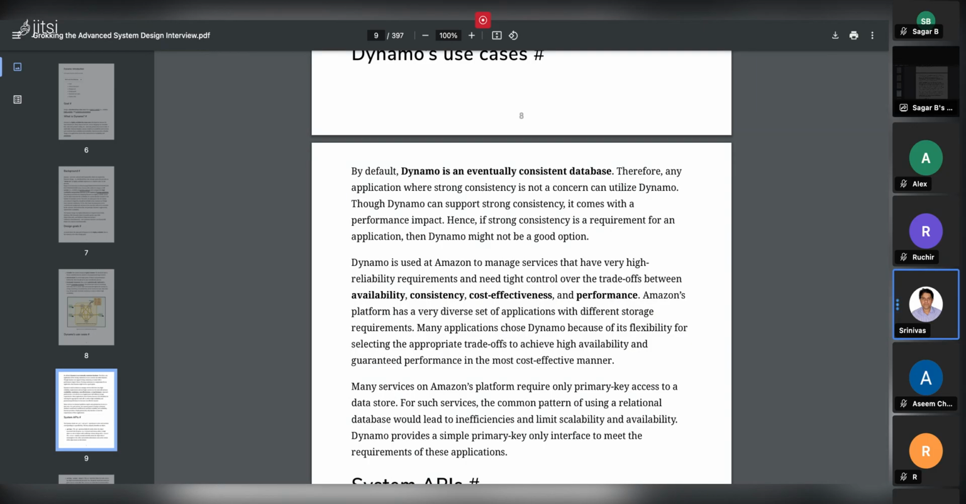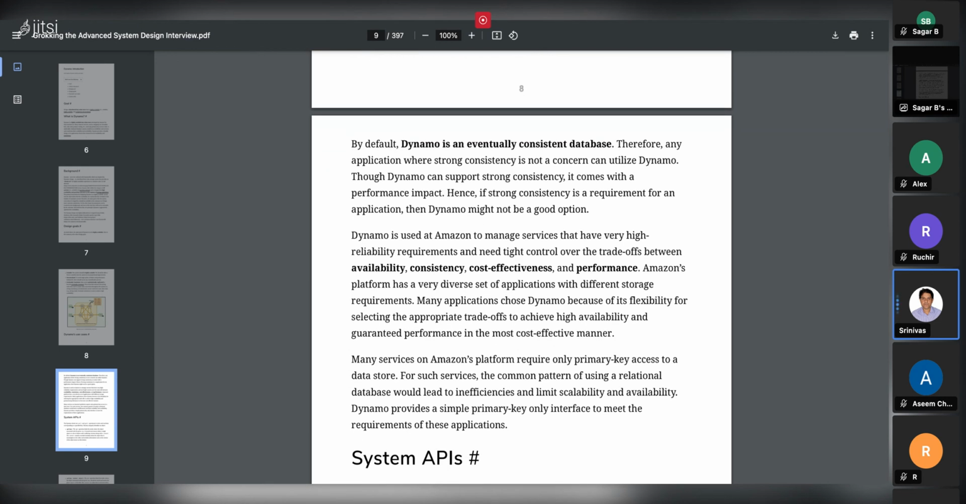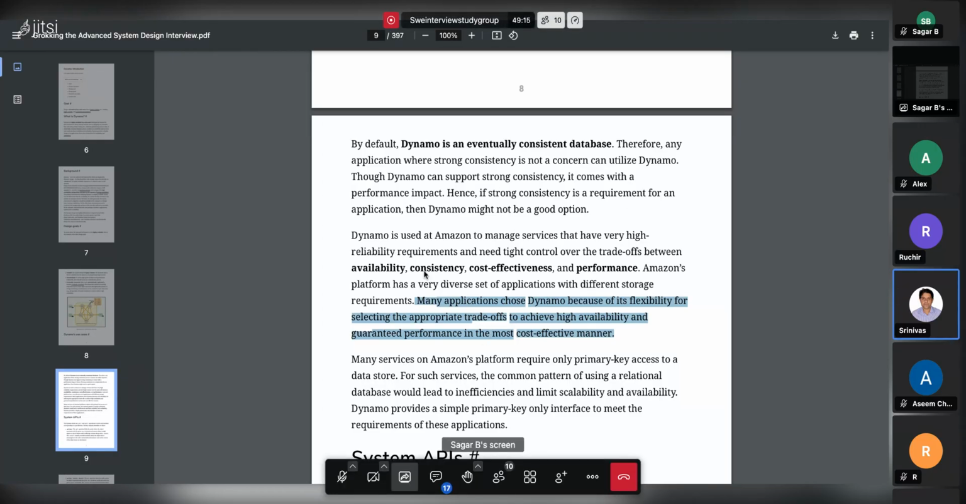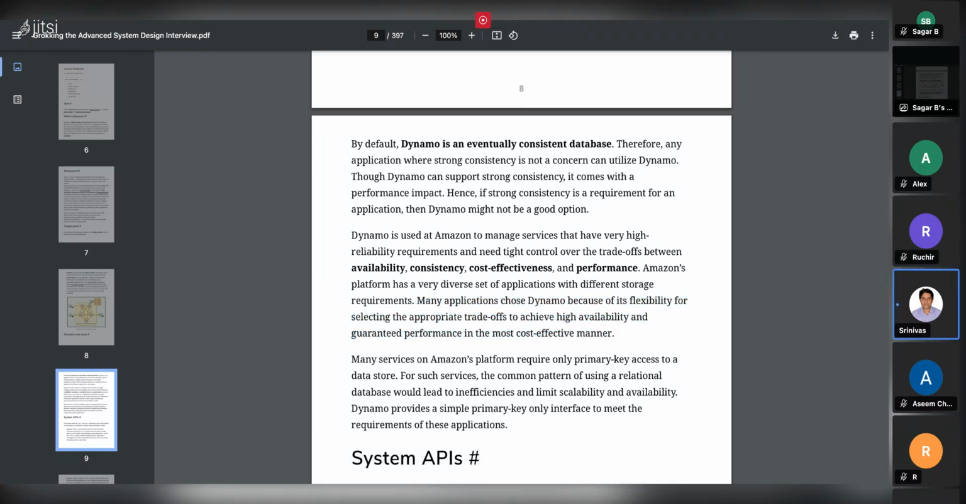Amazon's platform has a very diverse set of applications with different storage requirements. Many applications choose Dynamo because of its flexibility in selecting the appropriate trade-off to achieve high availability and guaranteed performance in the most cost-effective manner. So this is one of the reasons. Correct, good point.